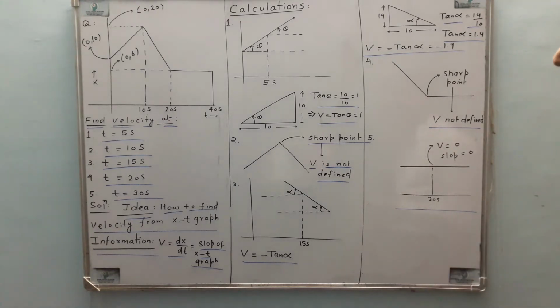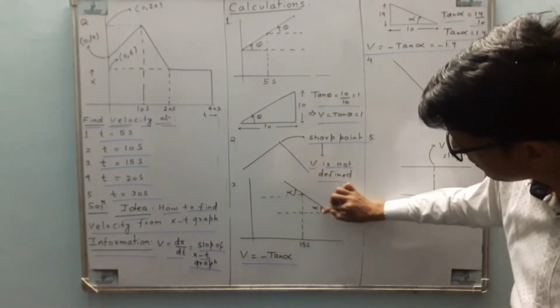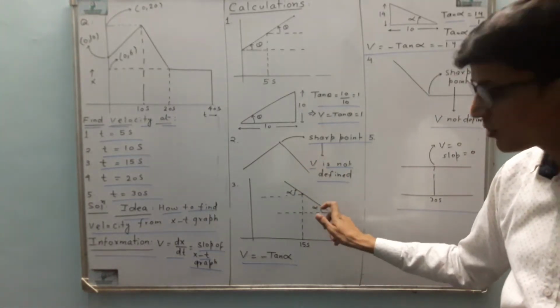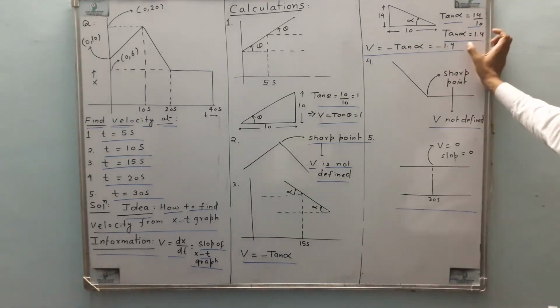The third is at t is equal to 15. So at t is 15, you draw a tangent to that. This angle is alpha, this is tan alpha. Since the angle is in clockwise sense, velocity will be minus of tan alpha. And we can calculate that as minus of 1.4.